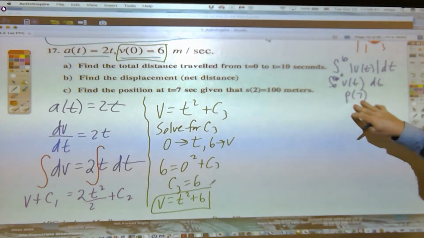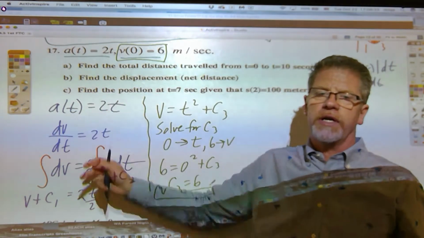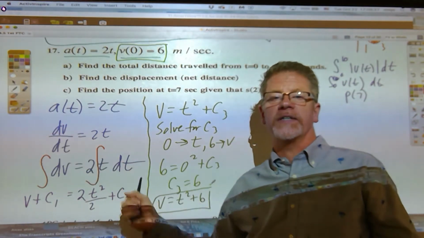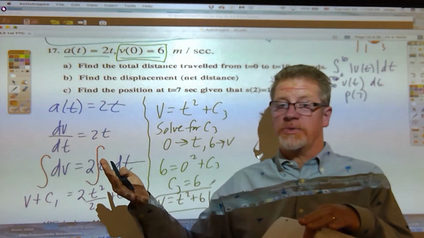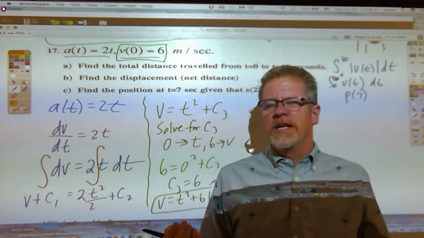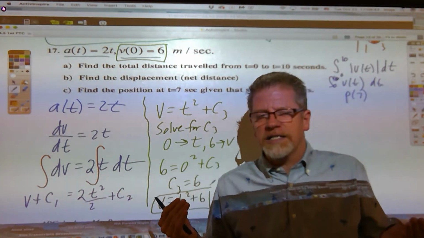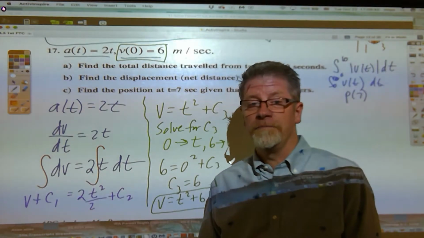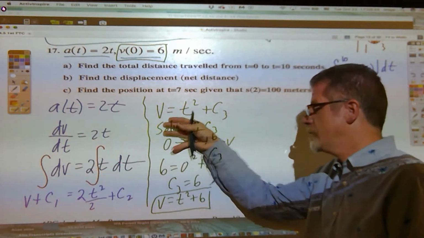I want to get to position. I started with acceleration. It's going to be a two-part journey. The first part of the journey is to get from acceleration back to velocity by taking an antiderivative. I mean, think about it, it makes sense. If you take the derivative of velocity to get acceleration, you would end up having to take the antiderivative of acceleration to go backwards to velocity.